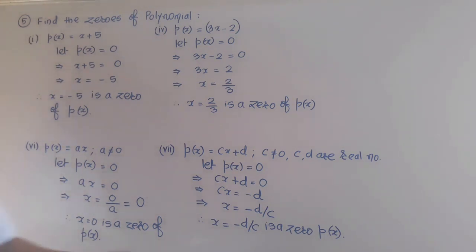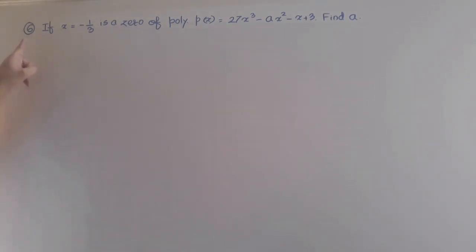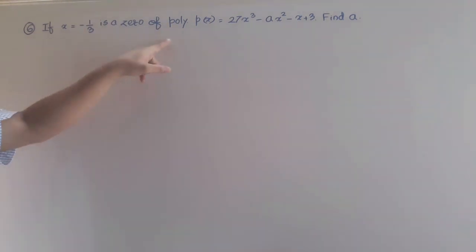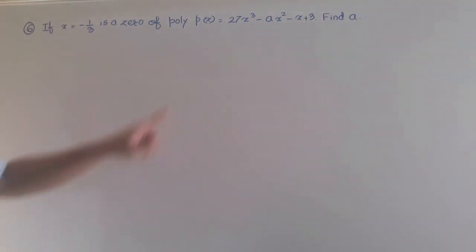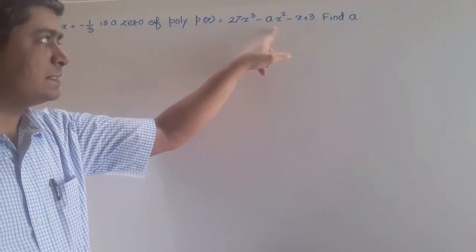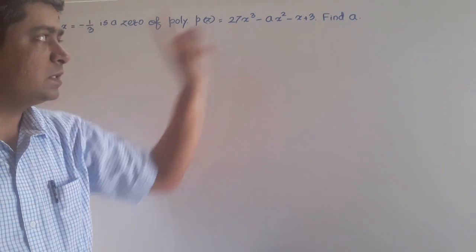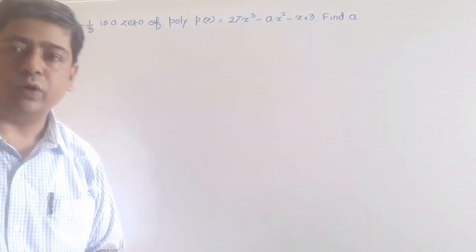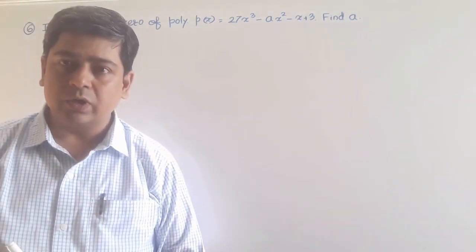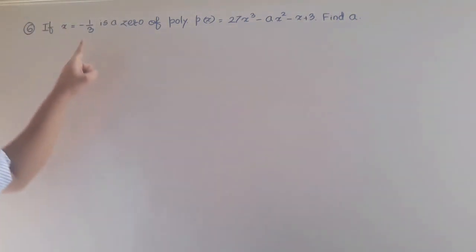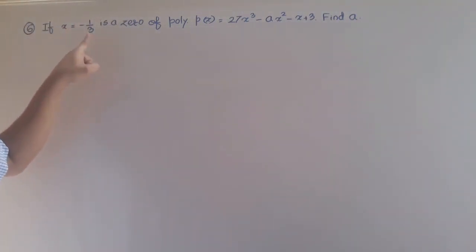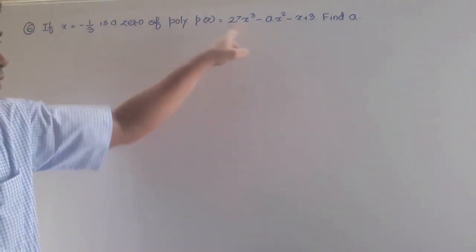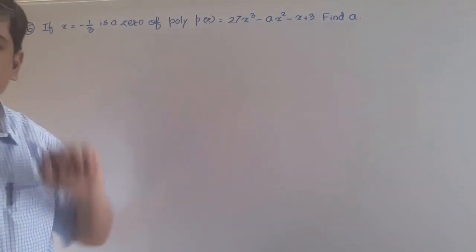Okay, now let us see the next question. I am taking now question number 6. In question number 6 we are given that x equal to minus 1 upon 3 is a 0 of the polynomial P of X is equal to 27x cube minus ax square minus x plus 3. So we have to find the value of a. How will you find it? We are given that minus 1 upon 3 is a 0. So when I replace x with minus 1 upon 3 in the polynomial, the whole value will become 0. That concept I will follow here.